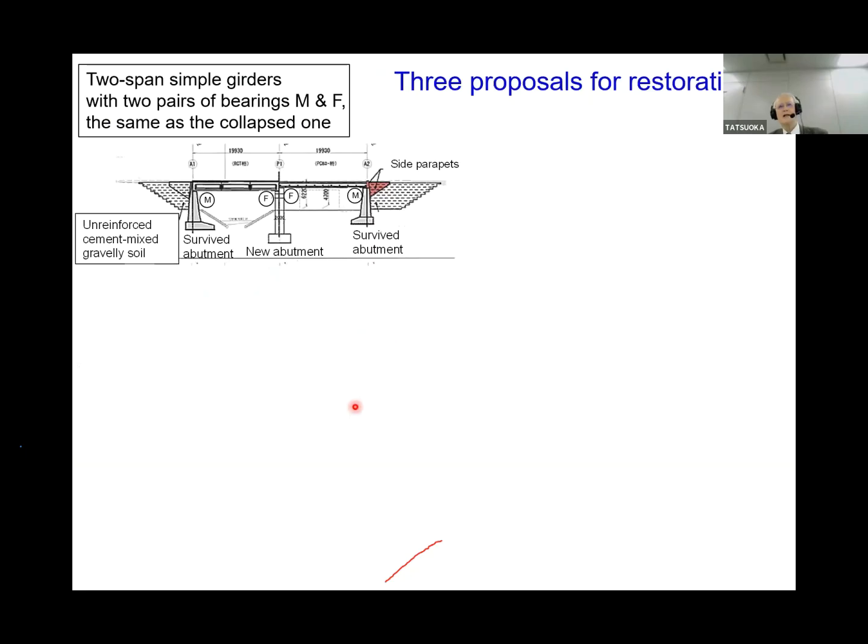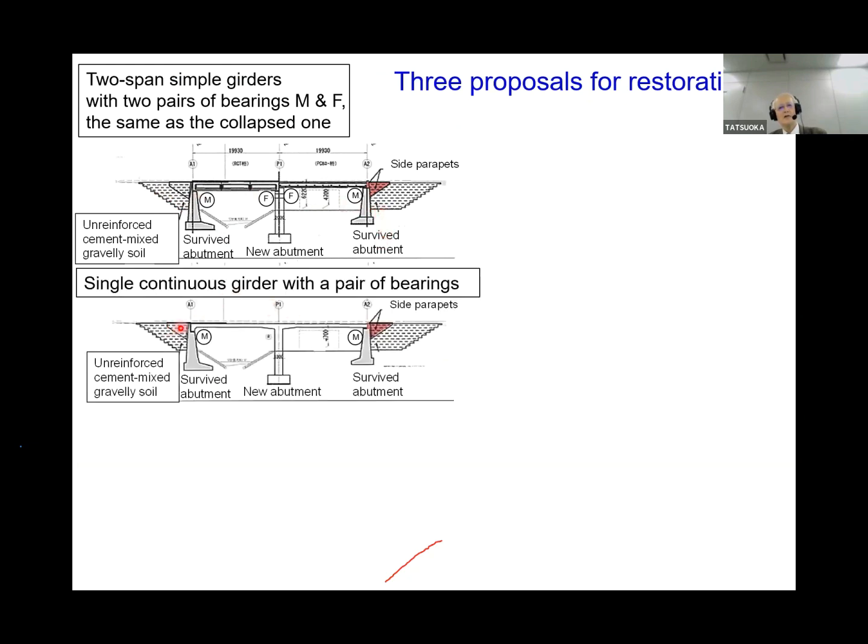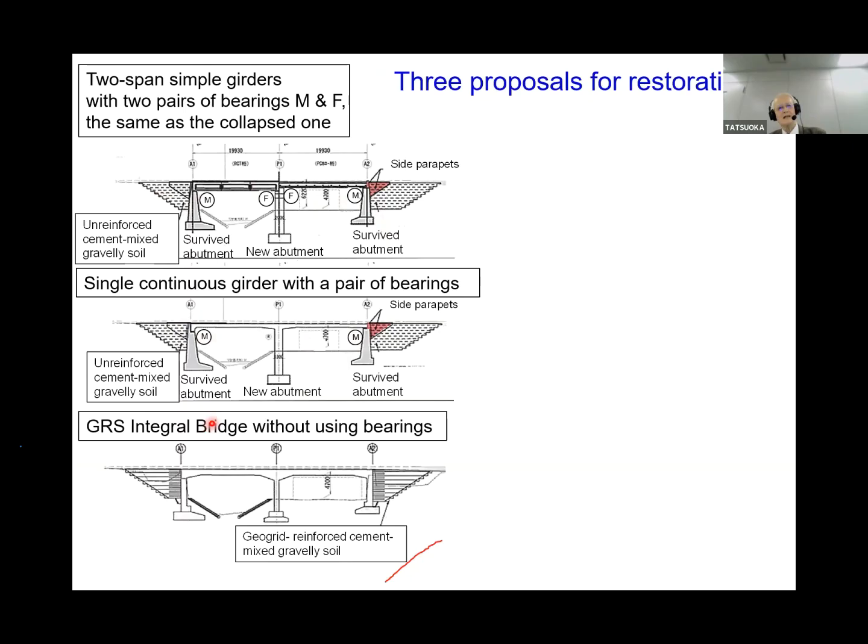So there are 3 proposals for restoration. One is the previous one, the old one, 2 spans and simple girder. The second one is a single continuous girder, but still we use a movable bearing. The third one is a GR integral bridge. No bearing, everything is integrated, and the backfill is reinforced with the grid.